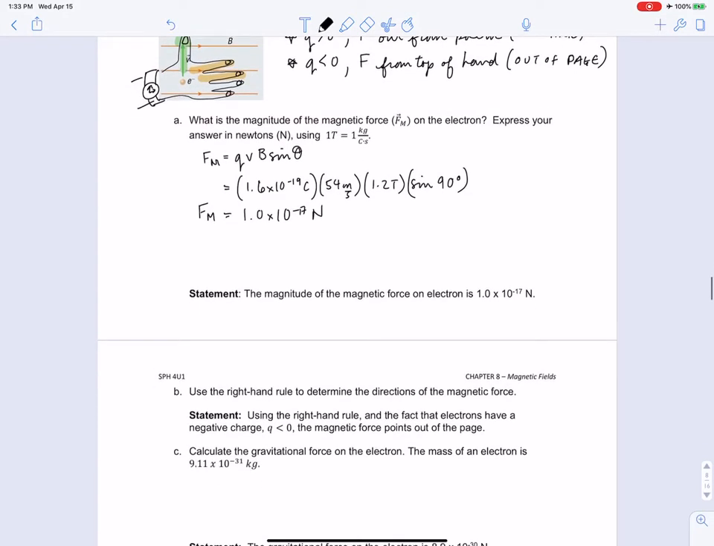So, our statement: using the right-hand rule and the fact that electrons have a negative charge, so Q is less than 0, the magnetic force points out of the page.